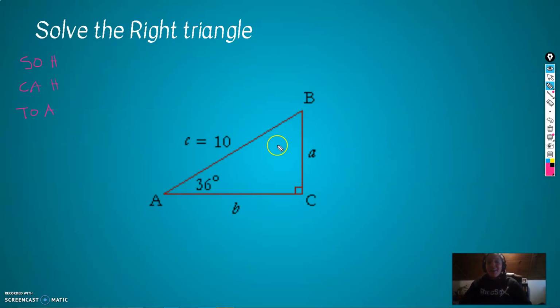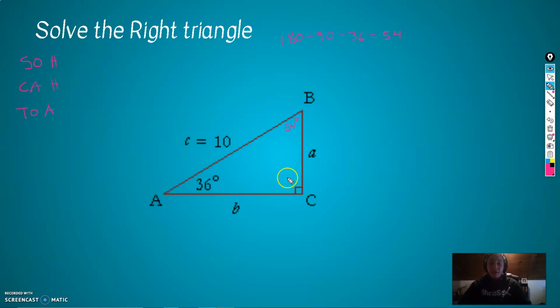So, anyway, let's solve this right triangle. I know that this is 90, I know that this is 36, so how could I figure out this angle here? Well, all the angles in the triangle have to add to 180, so if I subtract 90 and then subtract 36, I will get 54, which means that angle is 54.